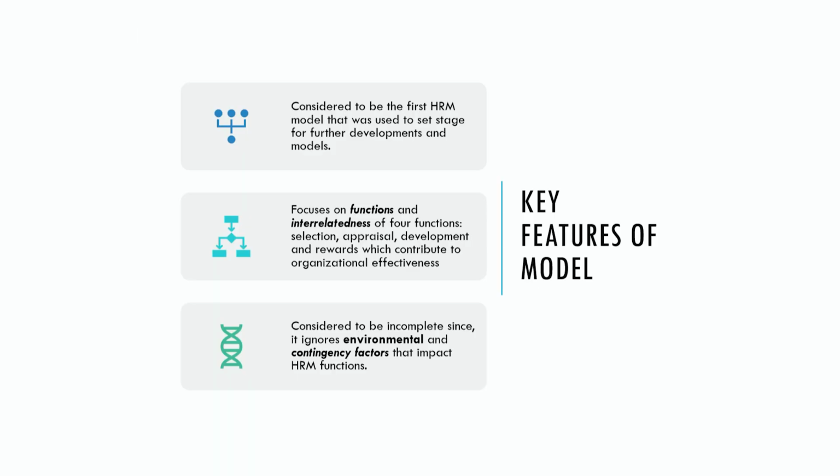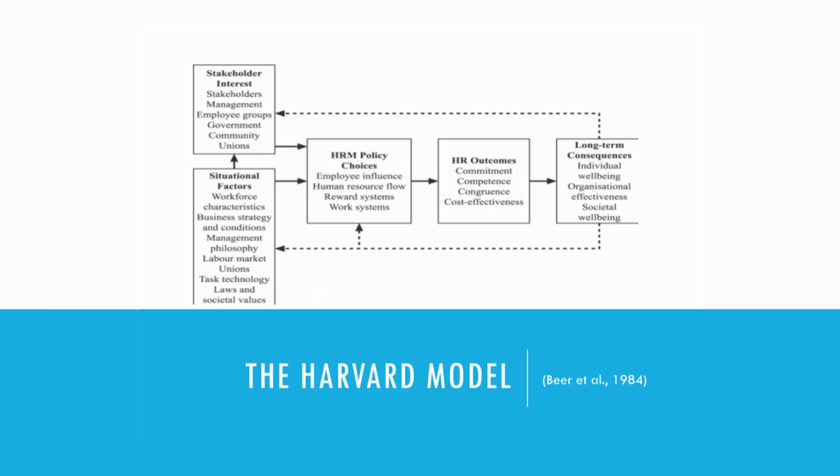Let us see the other models also, what researchers have given. But before we move on to the other models, the key feature of this model is that it is considered to be the first HRM model that was used to set the stage for further developments of other models, and it focuses on the functions and interrelatedness of 4 functions which we have already discussed: selection, appraisal, development and rewards. It is considered to be incomplete since it ignores environmental and contingency factors that impact the HRM function. So this is one of the limitations of the model that can be overcome in the future models.